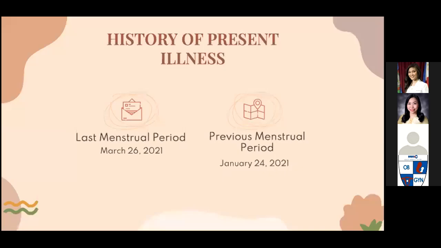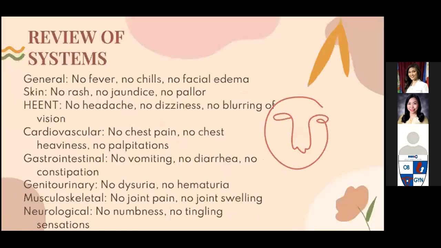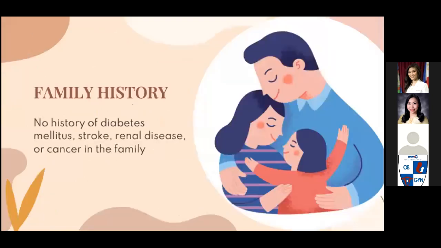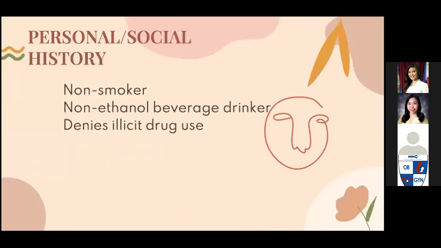infection. Her last menstrual period was March 26, 2021, with the previous menstrual period last January 24, 2021. She had an unremarkable review of systems. No known medical illness, no previous surgery. She does not have any allergy to food and medication. There's no history of diabetes mellitus, stroke, renal disease, or cancer in the family.